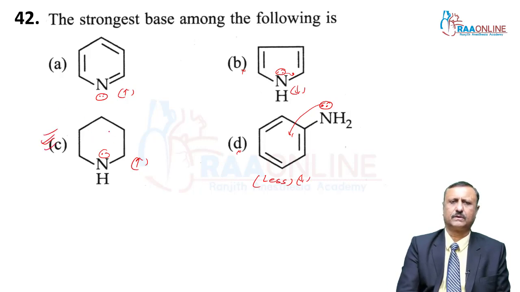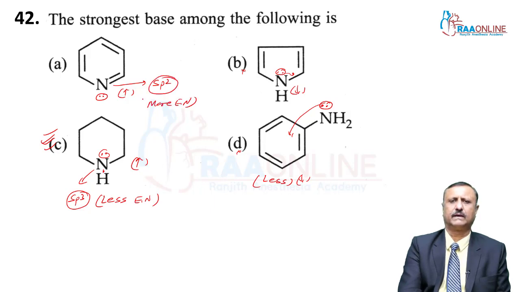That is C, because here no resonance is present. These electrons do not participate in resonance, so basic nature increases, while in the others small resonance is there. So this nitrogen is completely sp3 hybridized, meaning less electronegative, so basicity is higher. Here this nitrogen atom is sp2 hybridized, so more electronegative, that is why its basicity is less compared to this. So you go to the answer C, the strongest base among the following.